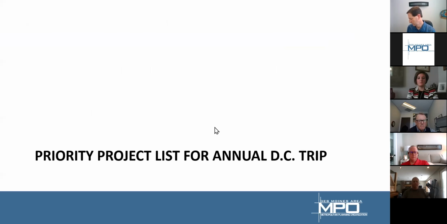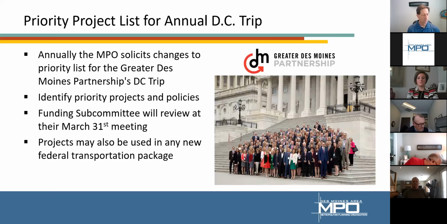Item 16 is a report for the priority project list for the annual DC trip. Zach. Yes, just wanted to give you a quick update on where we're at with developing the updated priority project list. Over the last couple of months, we've been working with the member governments to get updates to this list. Included in your agenda packet is the most updated version of the list with the projects listed. The funding subcommittee will be reviewing this on March 31st. I'm anticipating that there may be a few communities who give us a few more tweaks to this list prior to that meeting on the 31st.